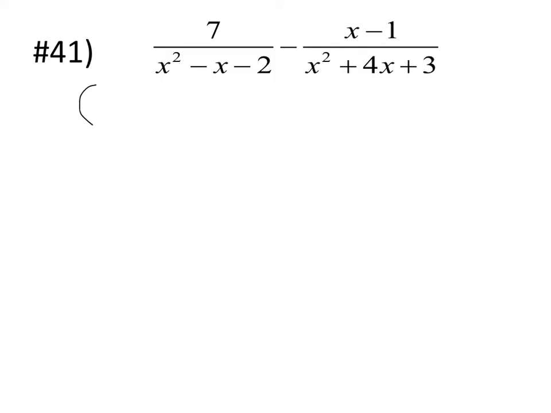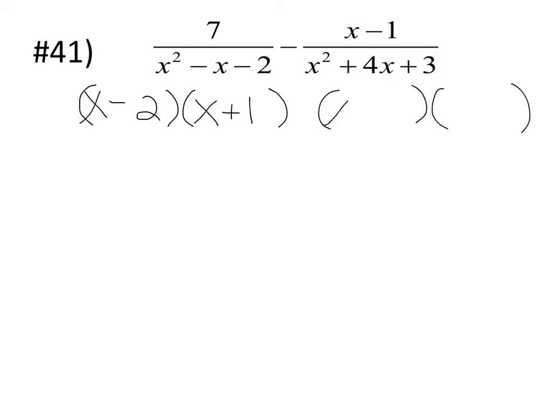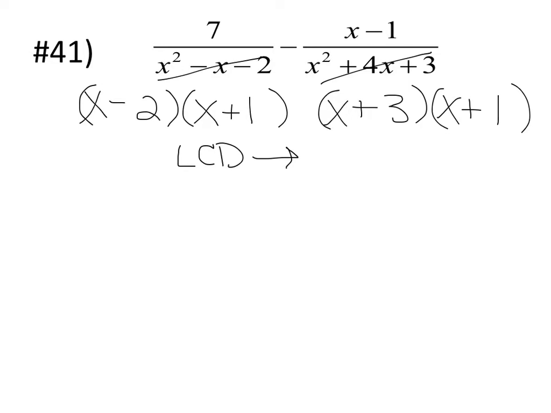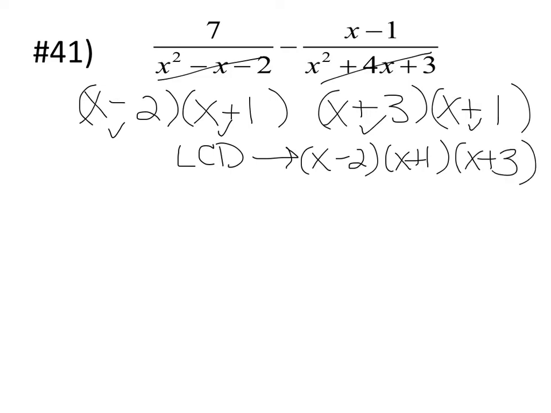Okay, first things first, you need to factor your denominators. So this is going to give me x and x, minus, plus, and 2 and 1. And then over here you're going to have x and x, plus, plus, 3 and 1. Cross those out so you don't get confused. Go ahead and write your LCD. You need an x minus 2. You need an x plus 1. You need an x plus 3. And you need an x plus 1, but you've already got it right here.